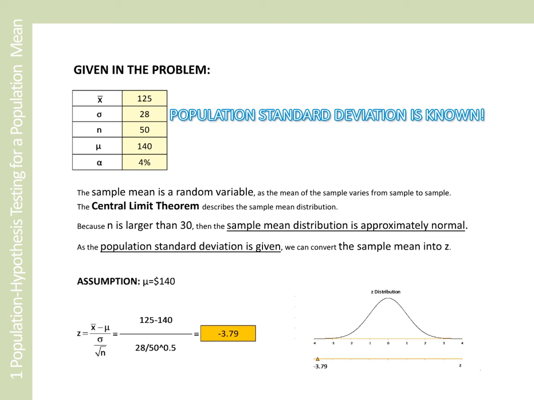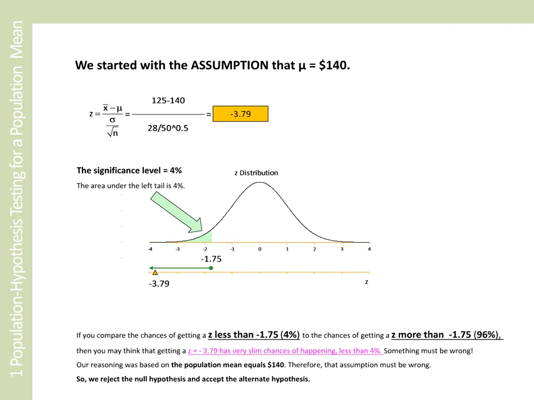As the population standard deviation is given, we can make x bar into z. The test statistic is z out of a sample mean value. The computation for z leads to a test statistic z equal to -3.79. We started with the assumption that the population mean equals $140. The given sample mean value of $125 was converted into a z value equal to -3.79.